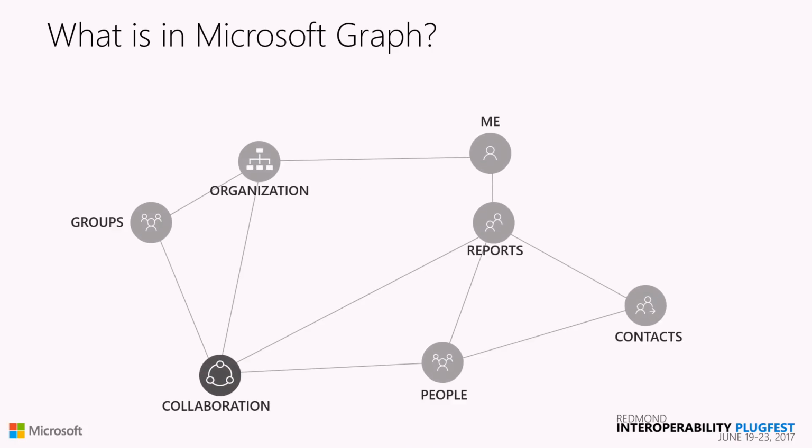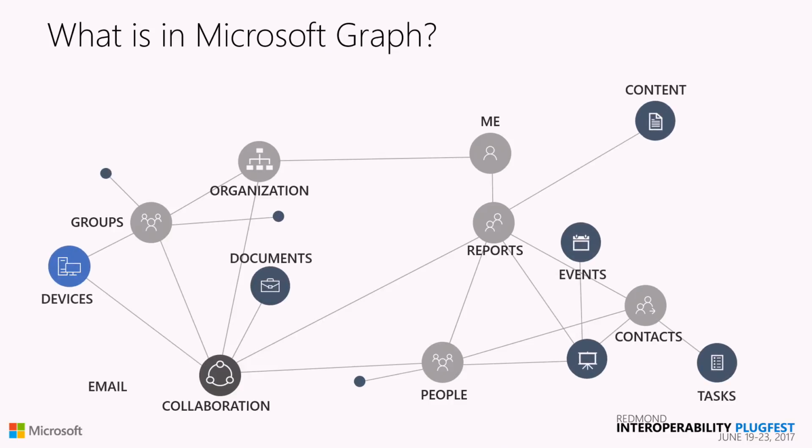So some of the types of data that are in Microsoft Graph today, there's lots and lots of people data since it works on top of Microsoft Azure Active Directory. So we've got things like, who do you report to? Who reports to you? Who else do you work with? What groups are you a member of?